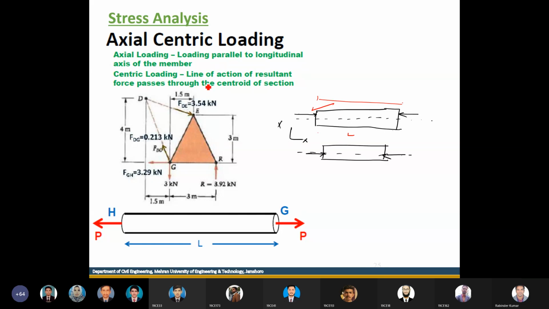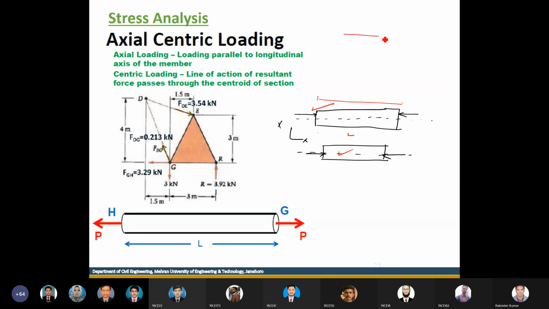Centric loading means the line of action of the resultant force passes through the centroid of the section. So this is axial centric loading. Got it? Simple concept. You might have studied this in strength of materials one. It's just a repetition.